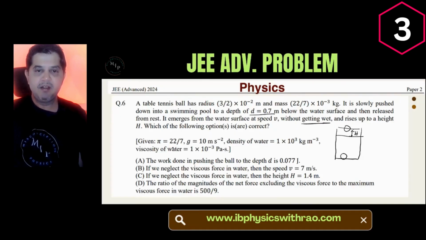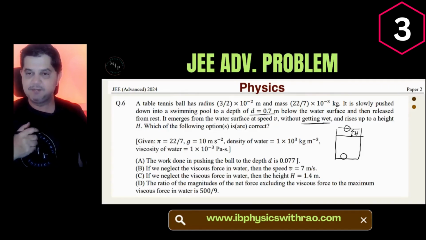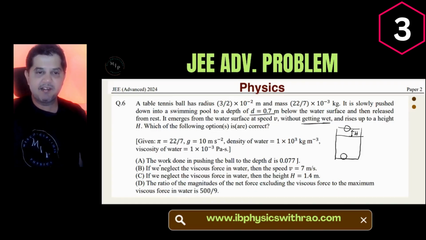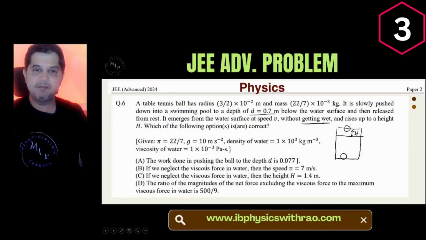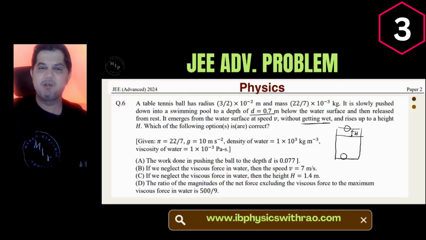Then all these values are given. The work done in pushing the ball to a depth d is 0.077 joules. We studied something else over here, and here I'm getting something else. How do I solve this? Okay, this might be confusing. Now, let us understand this. What did we study in the previous one? IIT problems should be something different for you, something unique. It cannot be just whatever you have learned in your textbook, I will give the same thing.